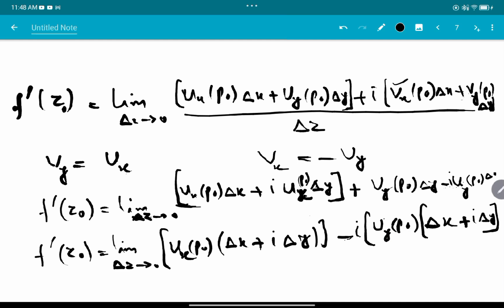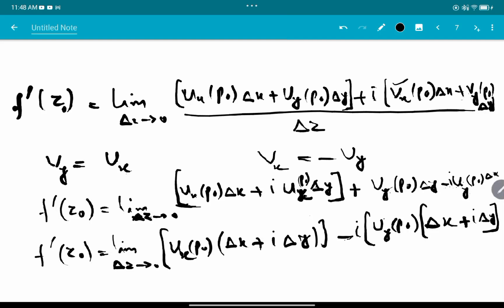Let us check it like this. Here we had i vx, that was changed into uy, along with minus i uy ∂/∂x. It was written here as minus i uy ∂/∂x.